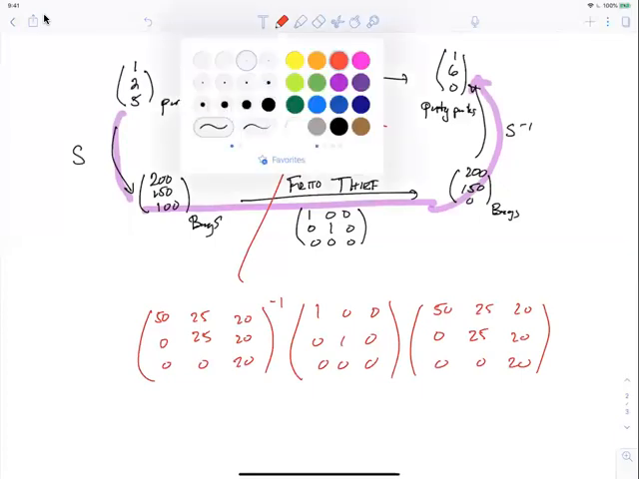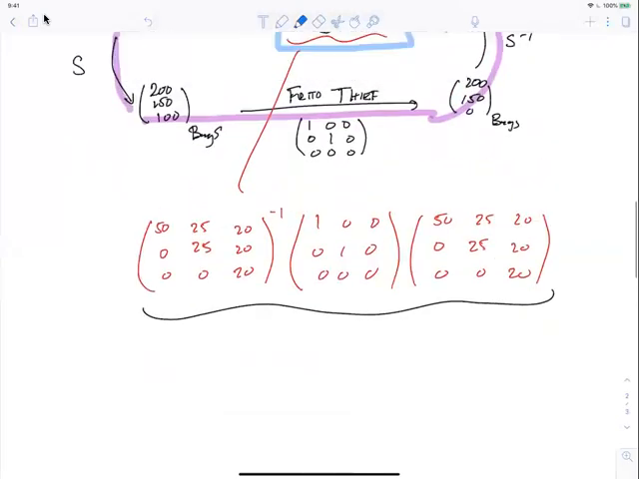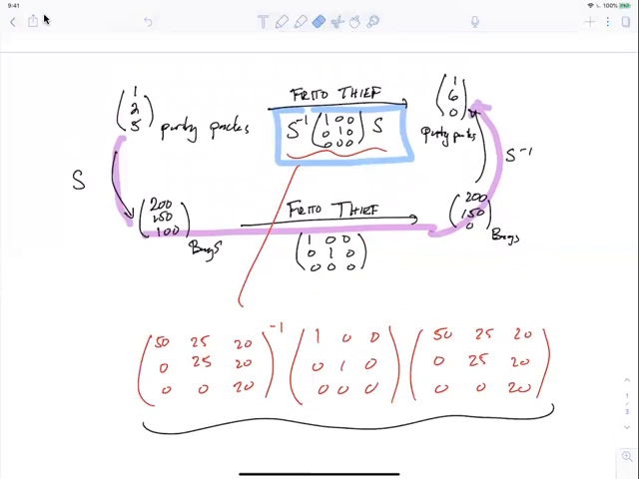So if you multiply these together, this represents a single transformation of the Frito thief stealing exactly only the Fritos from the party packs. This form of a matrix right here is what's called a similar matrix. The main idea of a similar matrix is it's going to perform the same operation under a different basis. In this case, these two matrices are similar because they perform the same operation under different bases. One of them is the Frito thief under party packs, and one performs the operation of stealing the Fritos from the number of bags.